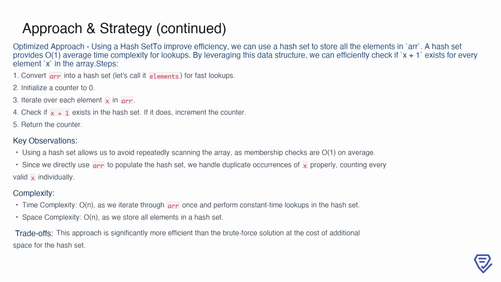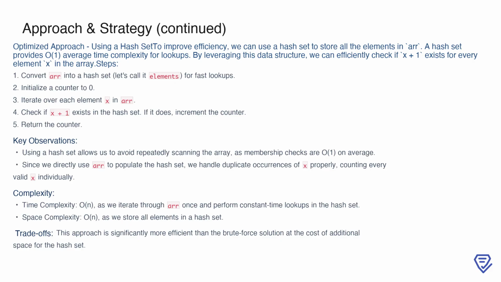Now, to address the inefficiencies of the brute force method, we can turn to an optimized approach that uses a hash set. A hash set allows us to check for the existence of an element in constant time on average, which drastically improves performance. Here's how it works.